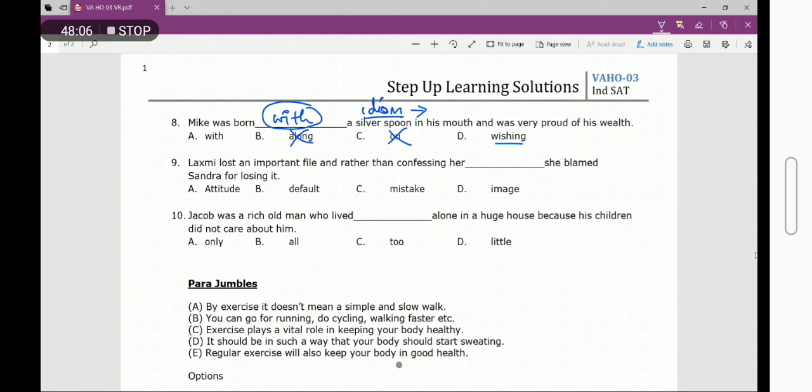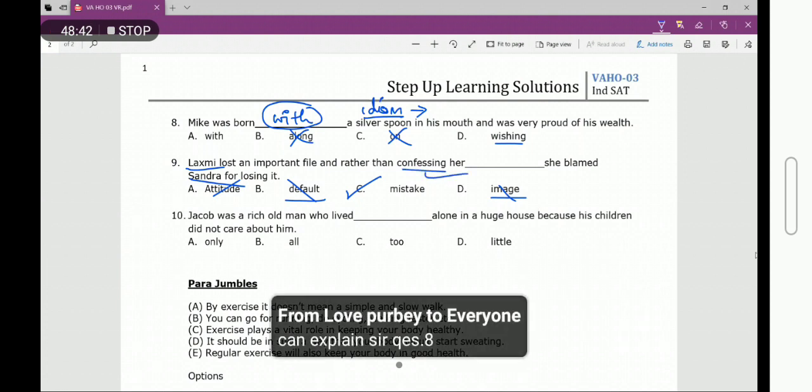Okay. Lakshmi lost an important file, and rather than confessing her dash, she blamed Sandra for losing it. So Lakshmi lost it, but she is blaming Sandra. Rather than confessing her what? Image? No. Default? No. Attitude? No, it is mistake. Confessing a mistake means saying, okay, I'm sorry, I lost it, but instead of doing that, she was blaming somebody else. So you confess a mistake. So it should be C.